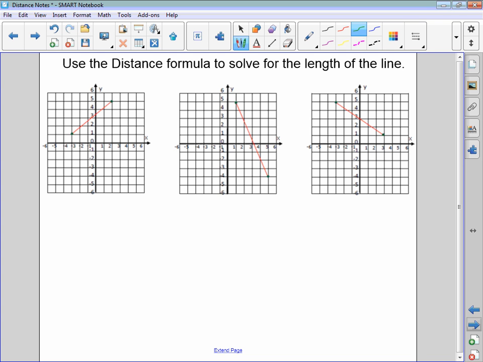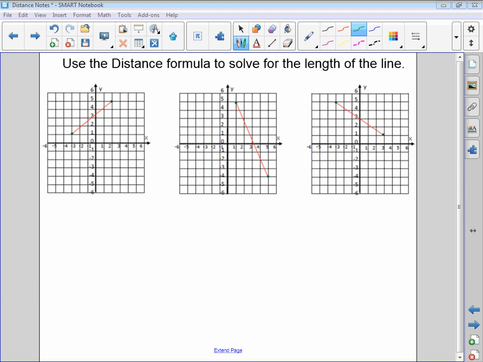So go ahead and work through these next few. I'll give you a moment. Go ahead and pause the video. Work through these using the distance formula, finding the 2 points, labeling one of them point 1, labeling the second point 2, and working through that substitution of x1, y1, x2, y2.